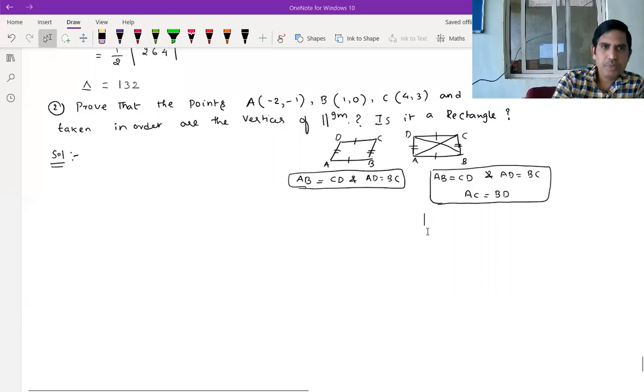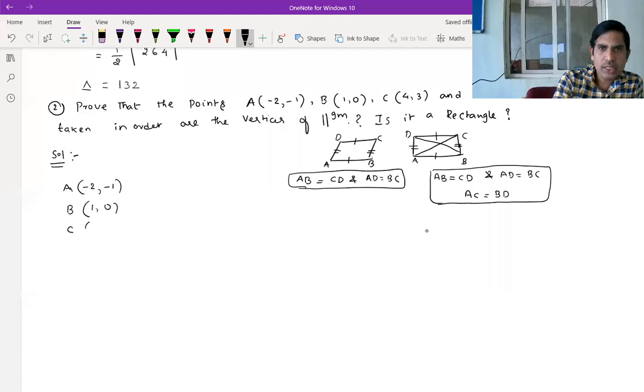Now, observe. The points are given: A is (minus 2, minus 1), B is (1, 0), C is (4, 3), D is (1, 2), taken in order. Again, I have not shown it in the diagram, but already in the diagrams A, B, C, D are in order.